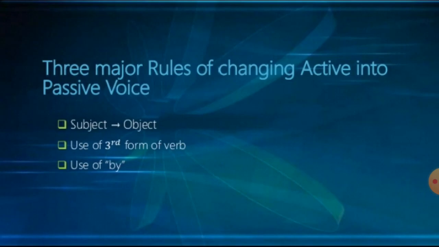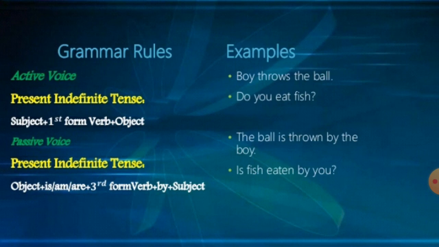We have three major rules for changing active into passive voice. The subject has to change into the object, the use of the third form of the verb, and the use of the preposition by. Check the rules. Present indefinite tense, that is the simple present tense. Boy throws the ball. We see throws is in present indefinite tense. Boy is the subject, throws is the first form of the verb, and the object is the ball.